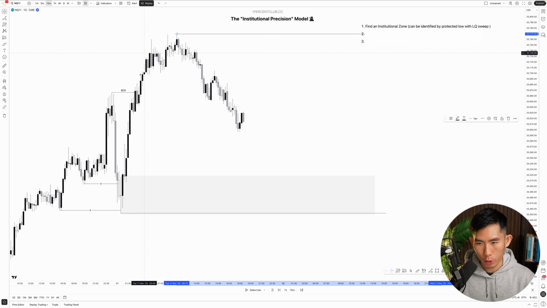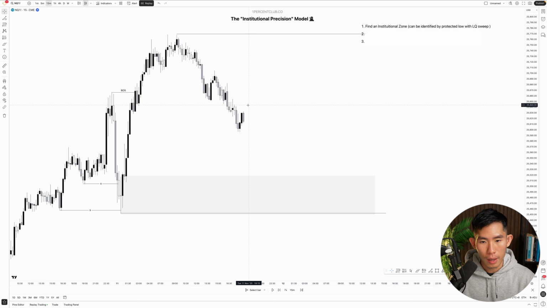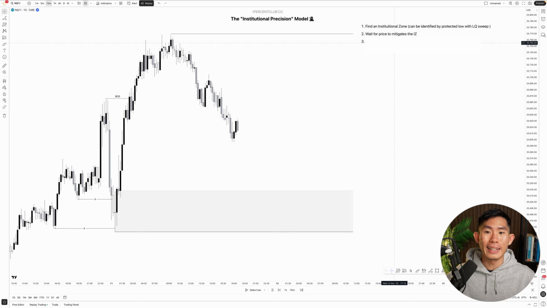So we got a swing low that broke structure, and the swing high is pretty much the highest point that led to price starting to pull back. So now we have identified the swing range that we are trading within. And the next step is easy. It's to just wait. Okay, which means you do nothing until price actually touches this institutional zone itself.